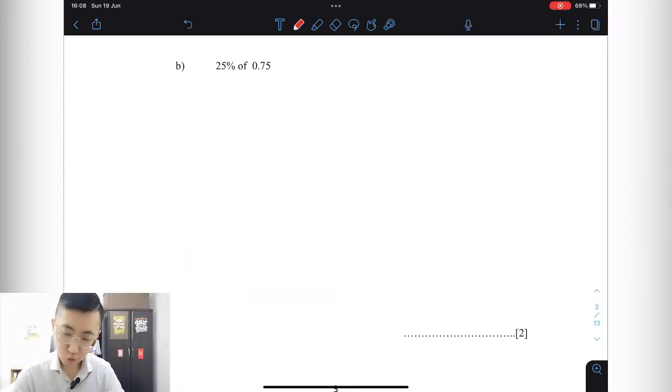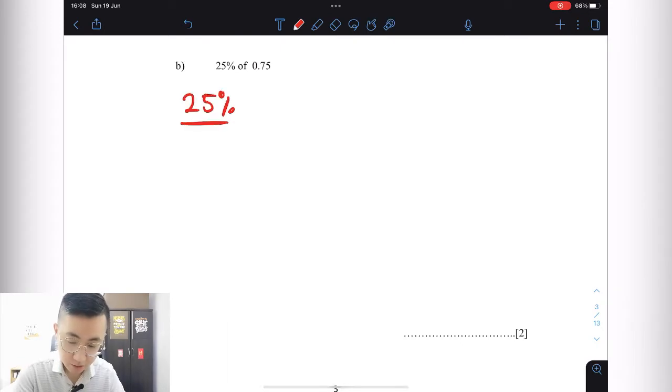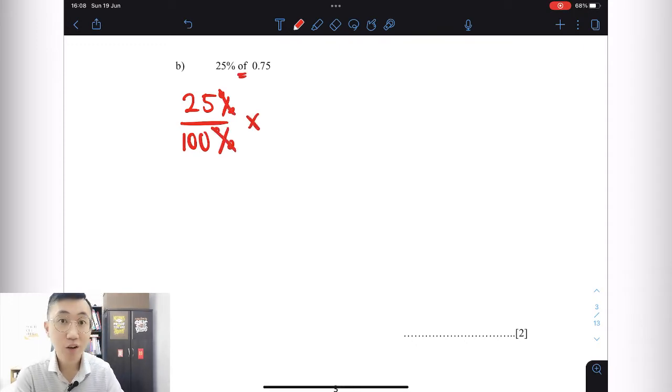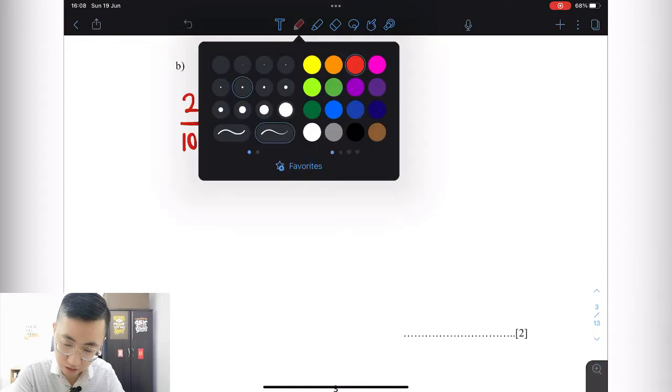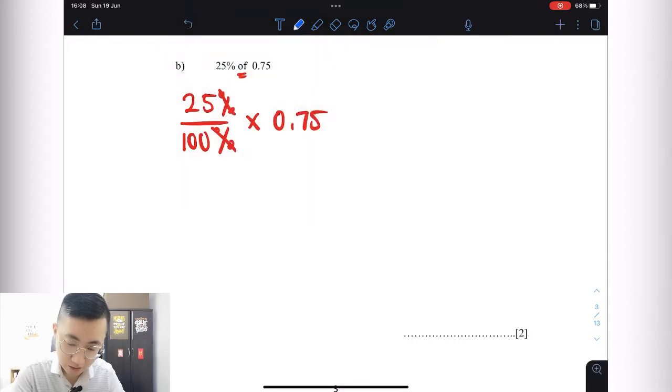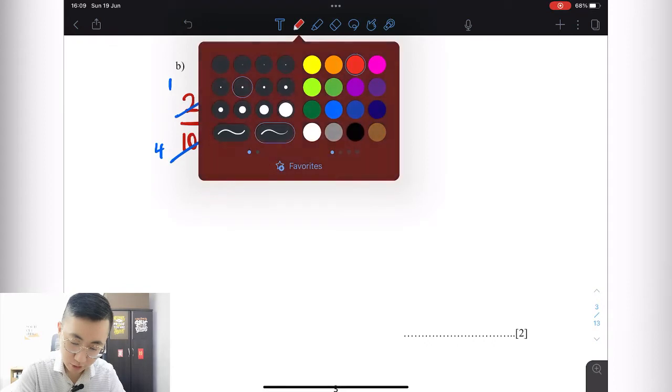Question 2b, find out 25% of 0.75. I will have to divide by 100% so that we can actually cancel off the unit. Multiply because of the word of. When you see the word of, it means multiply. 0.75. I need to simplify so that life is easier. So this is actually 1 over 4. I make both divided by 25 here.